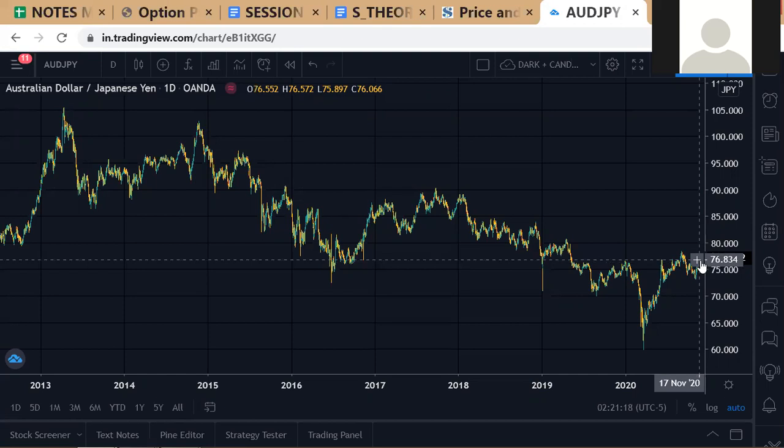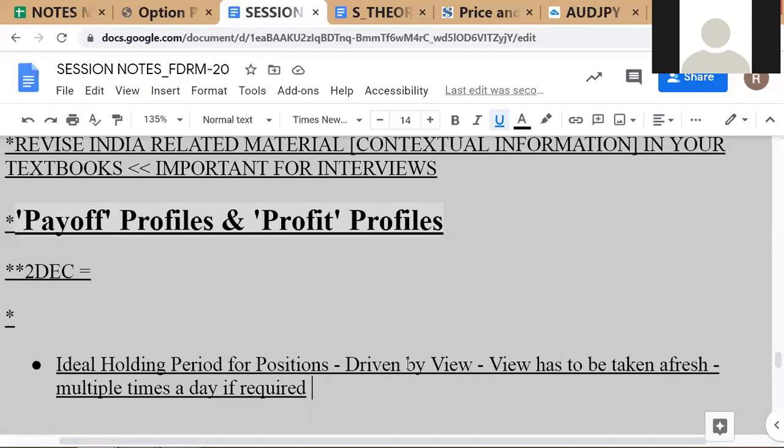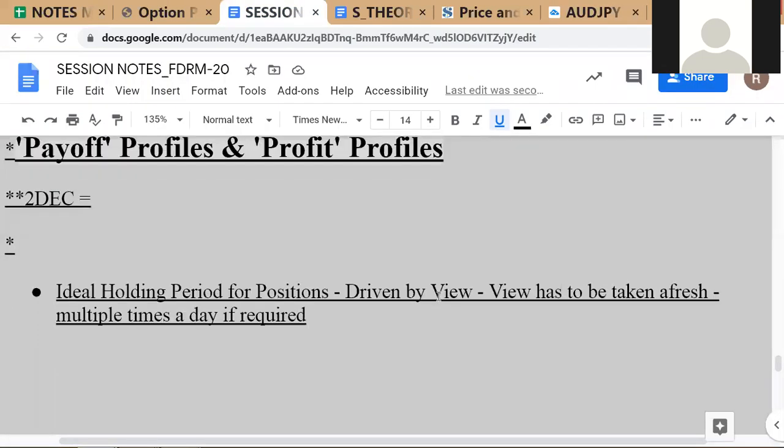But the point is that I have to keep coming back and looking at the market several times a day if necessary. That's the whole point. You keep refreshing the view and then you are driven by your view. If you are no longer bullish, then you sell. If you're no longer bearish, then you buy back. Is this clear now, Vipul?